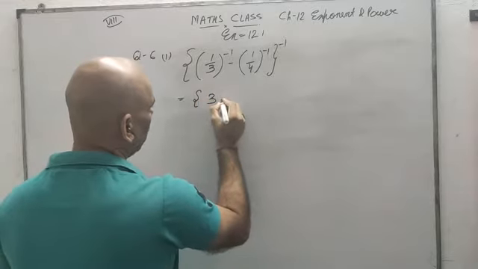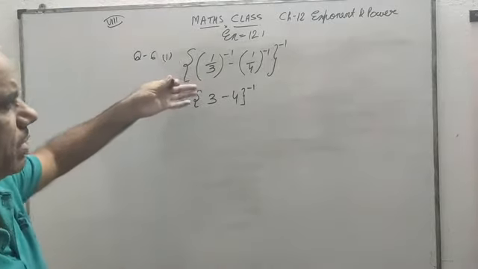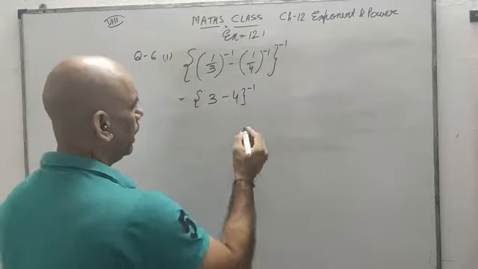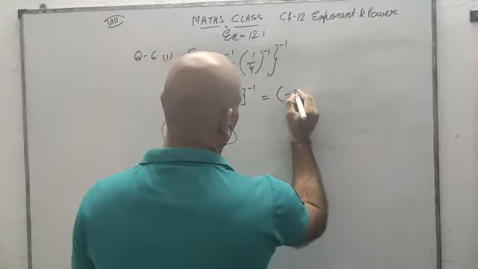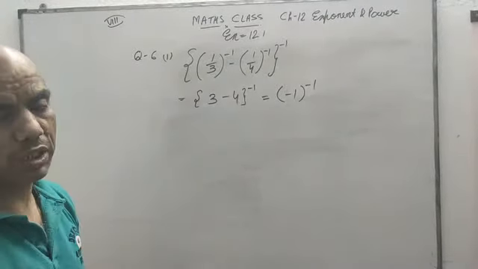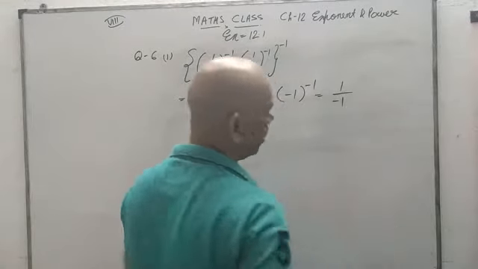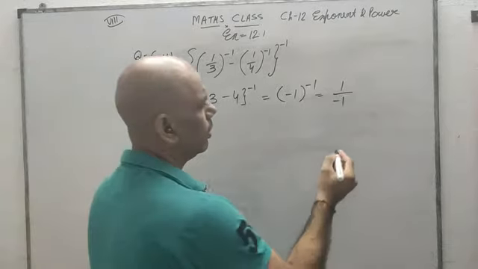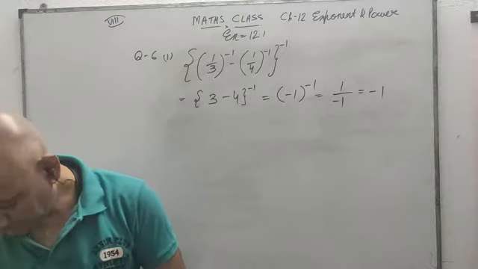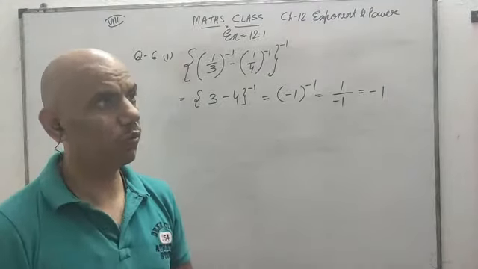So it will be 3 minus 4 to the power minus 1. 1 by 3 has become 3 by 1, 1 by 4 has become 4 by 1, and upon 1 need not be written. And then what I will do, minus 1 to the power minus 1, because 3 minus 4 is minus 1. And then the negative power will be made positive by 1 upon minus 1, and 1 upon minus 1 is simply nothing but minus 1, because positive divided by negative will be negative.